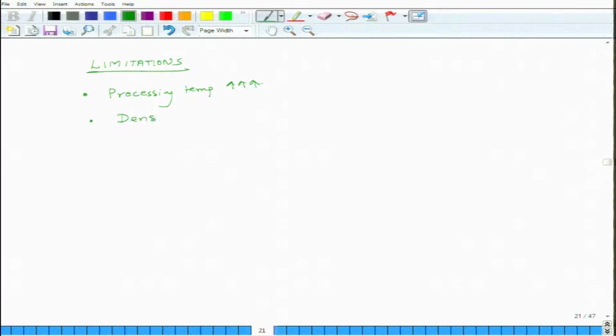Density is high, so we may lose on the specific stiffness and specific strength. A lot of metals react with fibers. For instance, they may react with graphite and things like that. So, we do not want that, and then we have corrosion. So, these are the limitations. Now, let us look at some examples for the next 5-10 minutes.